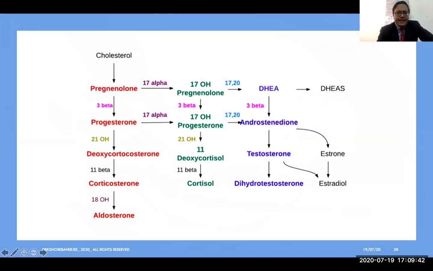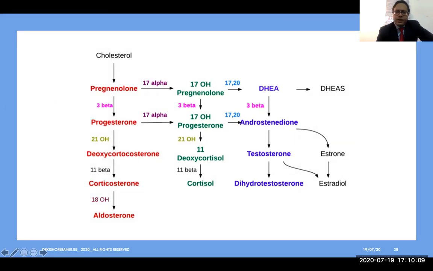If you look at this, 11-hydroxylase is required at the level of deoxycorticosterone to convert it into corticosterone. And 11-hydroxylase is also required to convert 11-deoxycortisol to cortisol. So again, the story is quite like the 21-hydroxylase: they are required for the synthesis of the mineralocorticoid pathway, and they are also required for the synthesis of the cortisol pathway, but not in the sex steroid pathway.